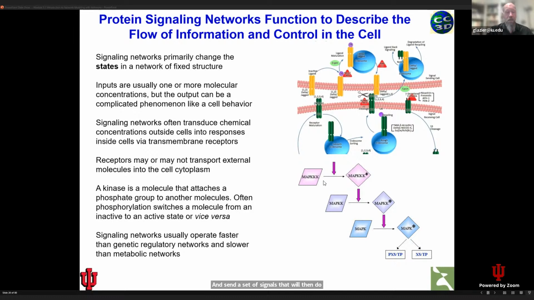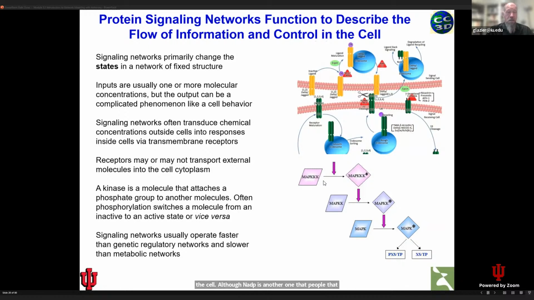A classic kind of molecular signaling is something called a kinase. The phosphates are the energy currency of the cell, ATP. Adenosine triphosphate is the main energy currency of the cell, although NADP is another one that is used a lot, also has a phosphorus.